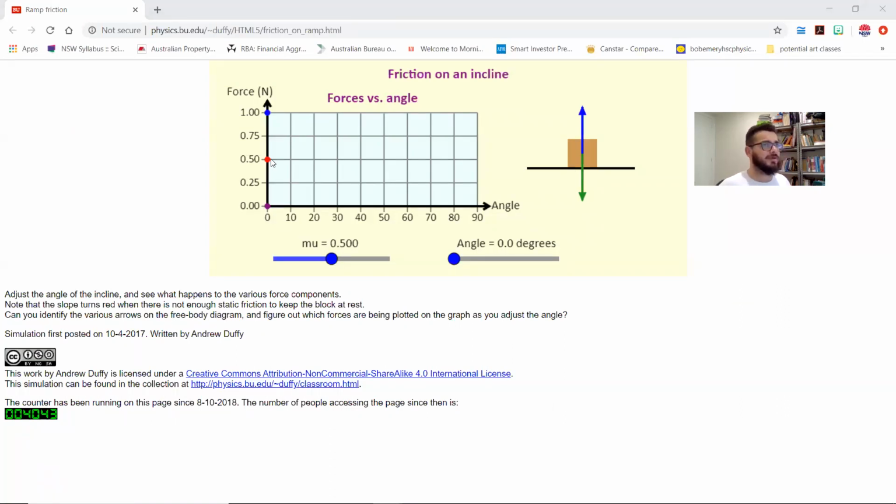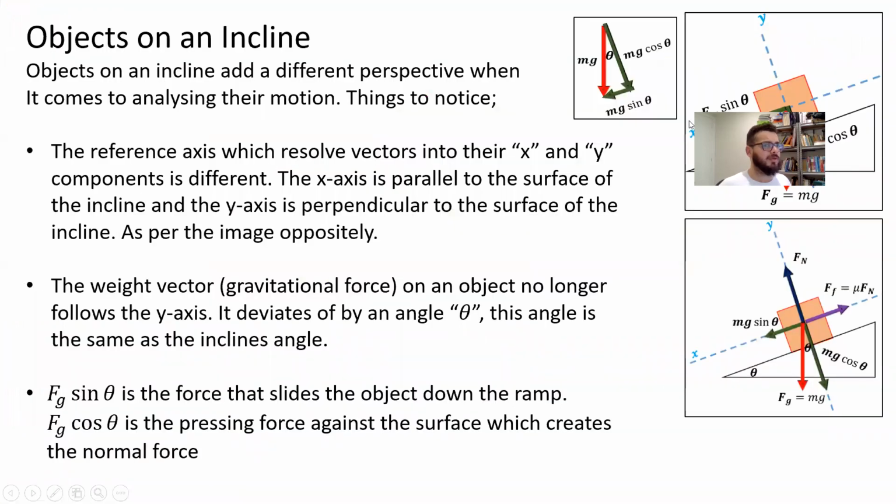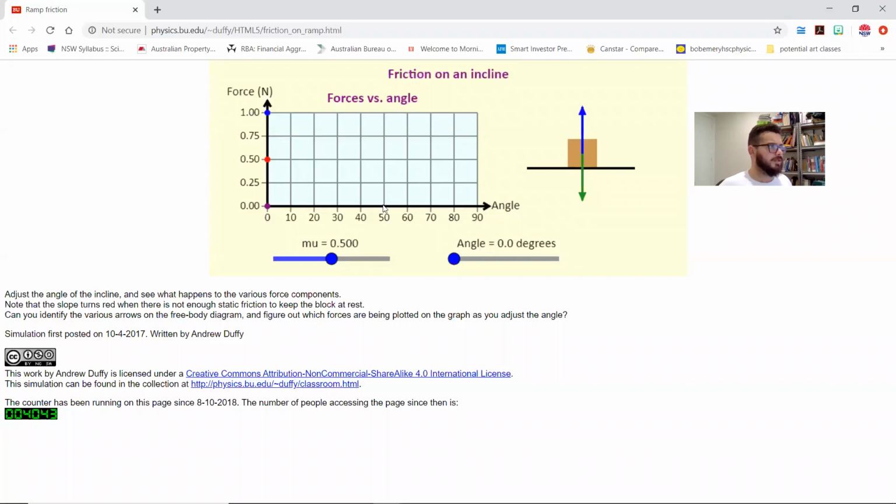So if we go back to our PowerPoint, we can see that we've got our sine component pushing the box down the plane, and we've got a frictional force trying to stop that from happening. So that's what we've got happening here. That red one is going to be our frictional force, the purple one is going to be our sine component, and the blue one is going to be our normal force. Here we can see that the normal force is equal to the weight force, and they're in equilibrium.